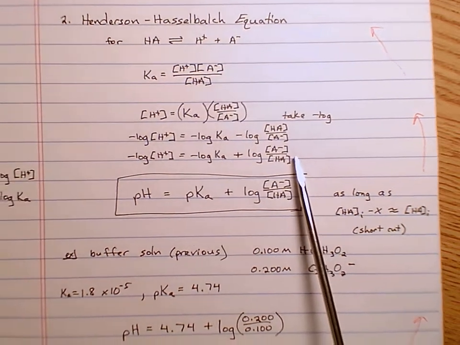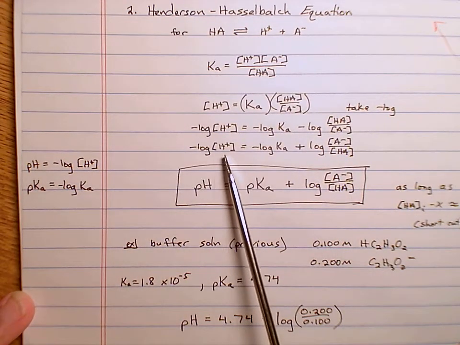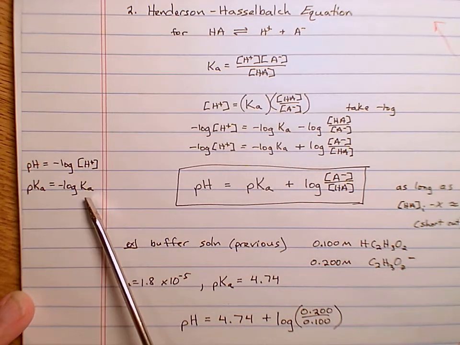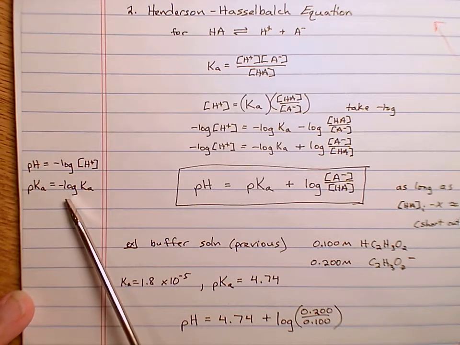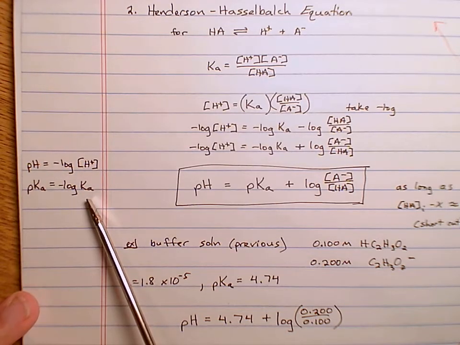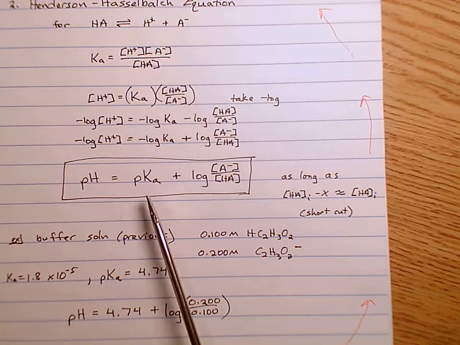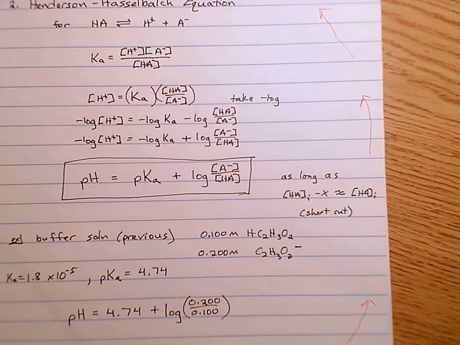Well, recall pH is negative log of H plus. So negative log of H plus is pH. The negative log of Ka is pKa. So this little p kind of means negative log of. pH, negative log of H. pKa, negative log of Ka. Which means this expression boils down to pH equals pKa plus log of the concentration of A minus divided by the concentration of HA. This is the Henderson-Hasselbalch equation, and this will save our bacon a number of times when we're doing calculations.